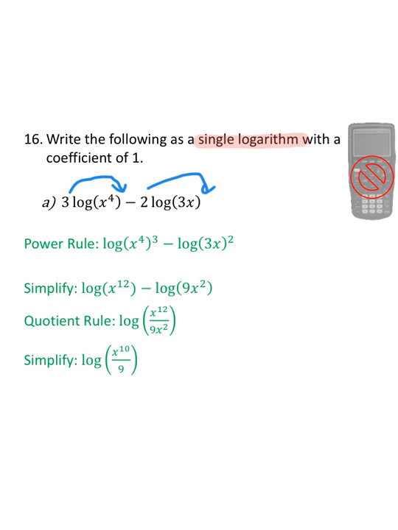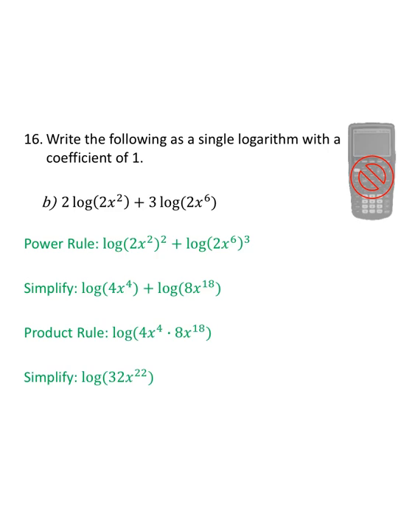I'll use the quotient rule to write these as a single log. Subtraction gives me division in the argument. So the log of x to the 12th over 9x squared. And again, I'm going to finish by simplifying. X to the 12th, I take out 2 of those. I'm left with x to the 10th in the numerator. And my coefficient of 9 stays in the denominator. Completely simplified. My answer has a single L, a single O, a single G. I'm good to go.